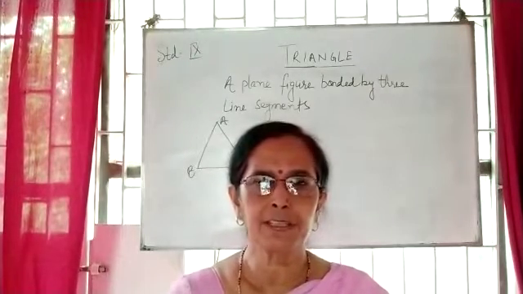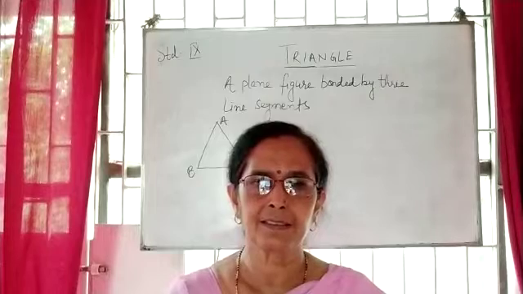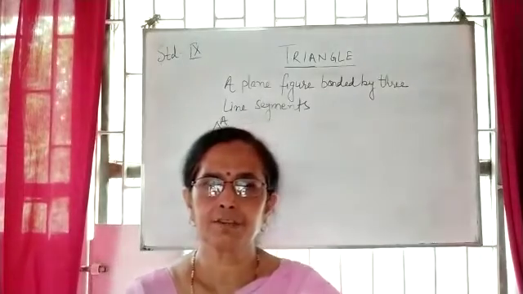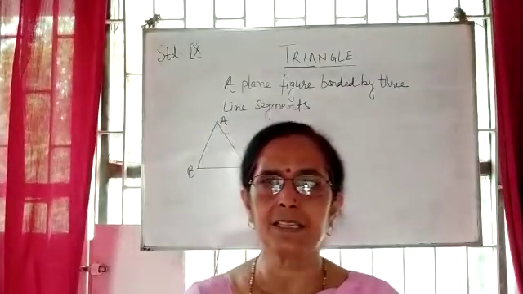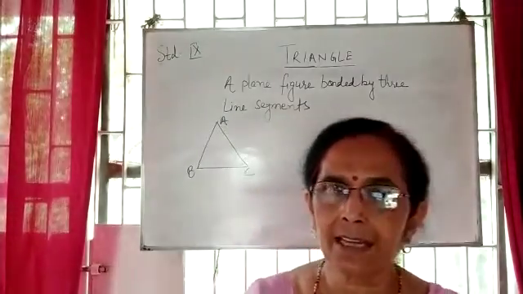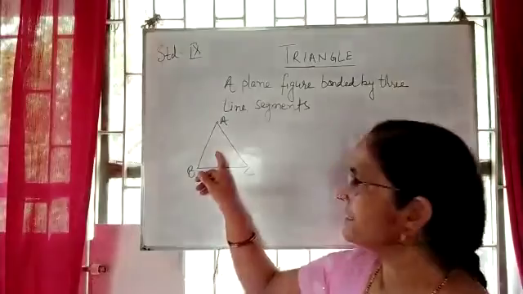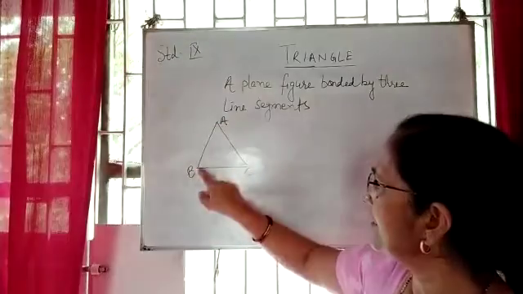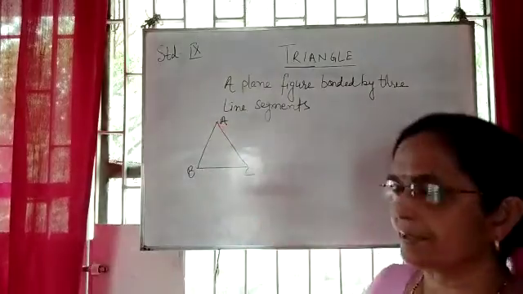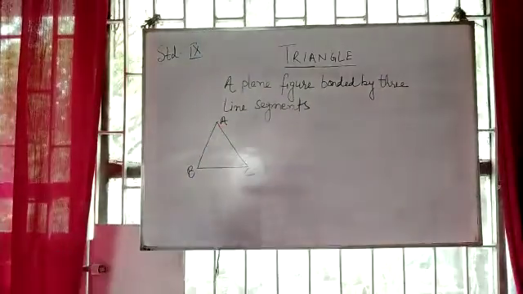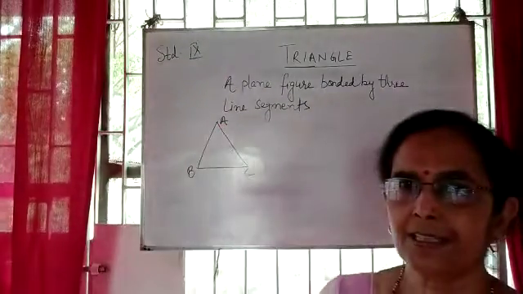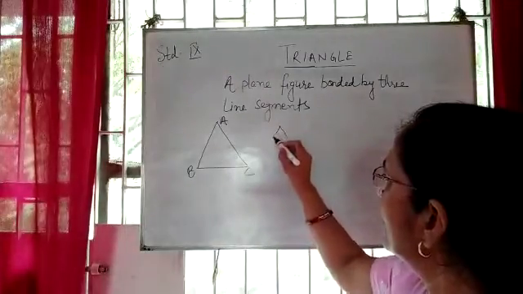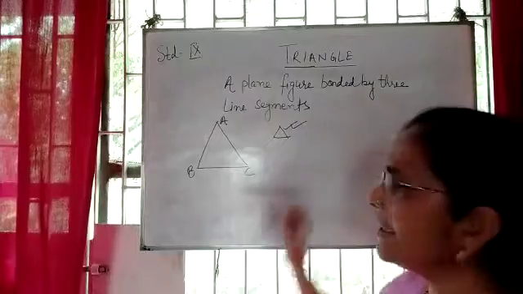What geometrical figure can you say is a triangle? A plane figure which is bounded by three line segments is a triangle. Like in the figure you see, it is a triangle because it has three line segments AB, BC and AC. A triangle is denoted by this symbol. This is the symbol to represent a triangle.